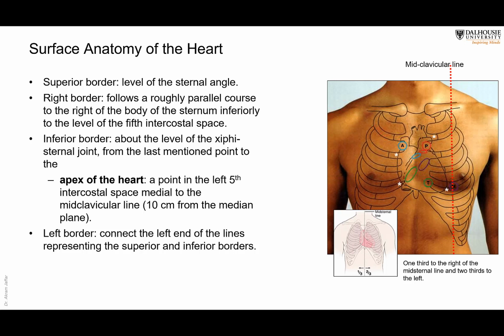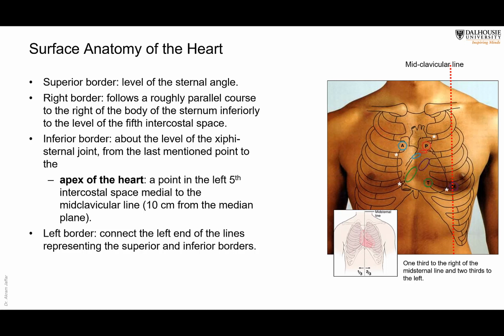Then the 5th intercostal space can be approached by counting the ribs. How do we count the ribs? We feel the sternal angle, and then we start counting the ribs and the intercostal spaces until we reach the left 5th intercostal space, just medial to the midclavicular line.